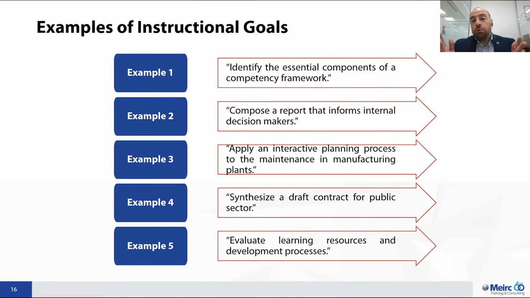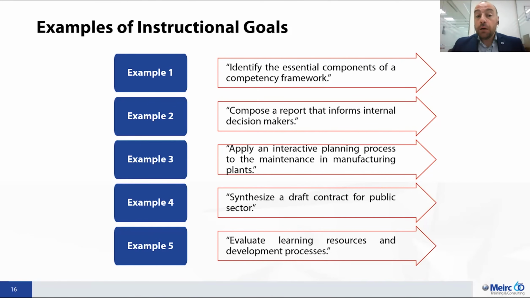Now, a goal is something that everyone is familiar with nowadays in organizations. It is what you aim for. It is what you would like to achieve, whether on a personal level, on a departmental level, on a company level. And this applies for any kind of activity. Any kind of corporate activity needs to have a goal, among which a training or a learning solution needs to have an instructional goal. So some examples that I share with you are the following.